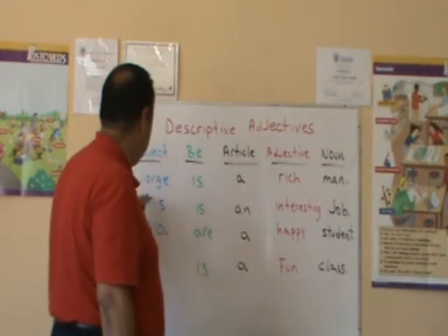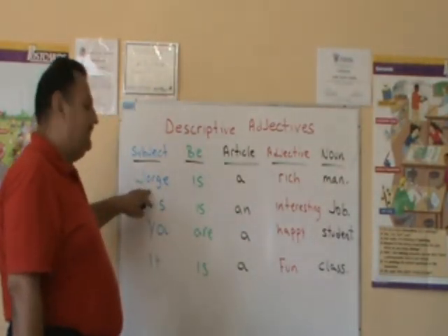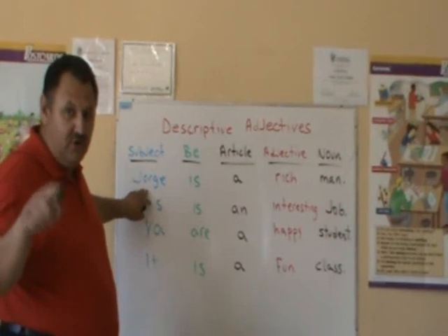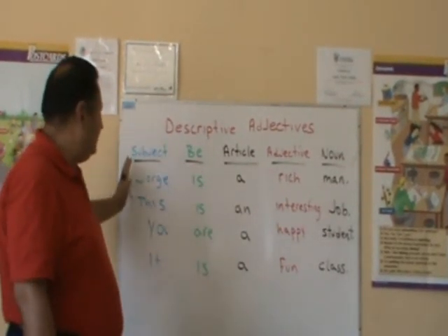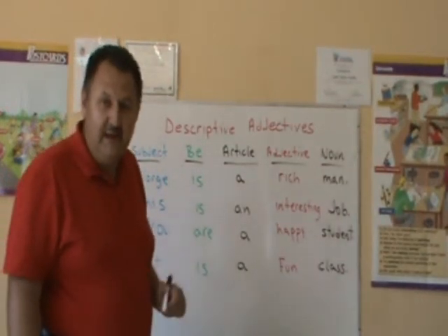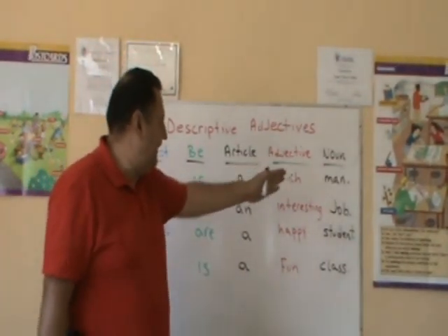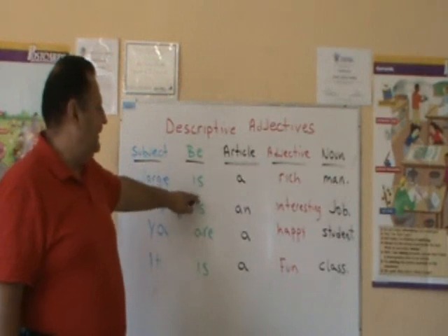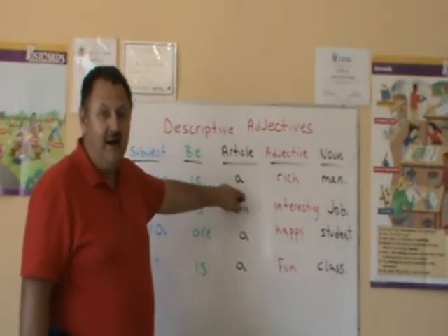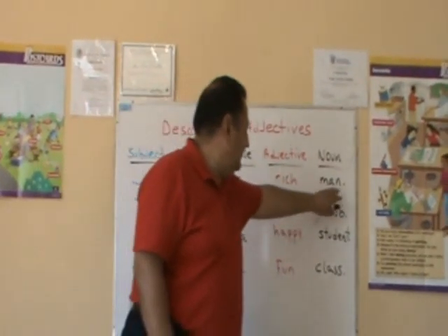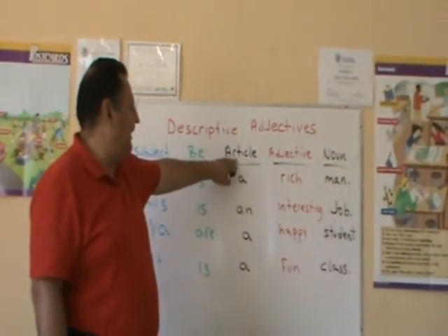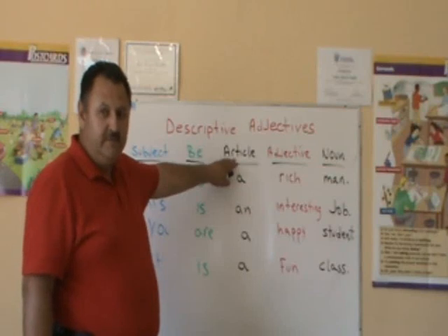Let's look at this example. Jorge, remember the last example? Jorge is rich. Jorge is the subject. Jorge remains the subject. But now we're going to add the noun. Jorge is a rich man. Because we added the noun, we must also add the article.